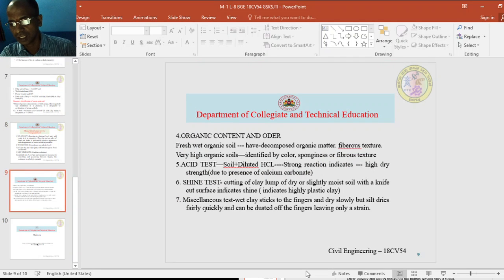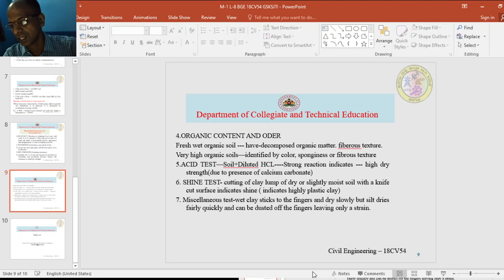Next, organic content and odor. Fresh wet organic soil has decomposed organic matter and fibrous texture. Very highly organic soil is identified by color, and spongy and fibrous texture. Acid test: soil plus dilute HCl, you add it, and a strong reaction indicates high dry strength due to the presence of calcium carbonate. And the shine test: cutting a clay lump of dry or slightly moist soil with a knife, a shiny cut surface indicates highly plastic clay.